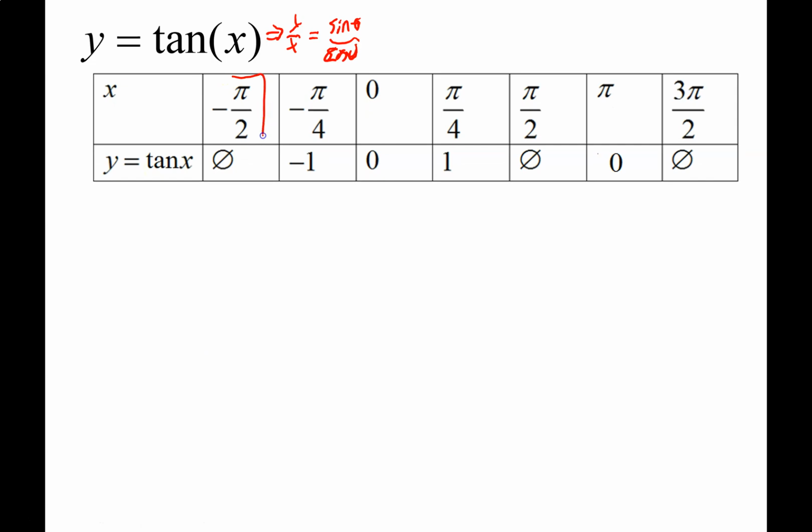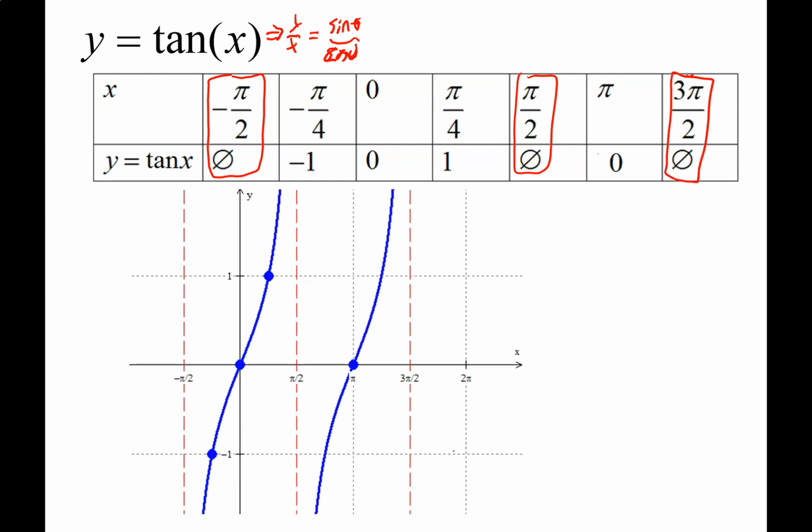The interesting points, at least I think, are what happens at odd multiples of pi over 2. Those are where the tangent function is undefined. They are the vertical asymptotes. So these red dotted lines are going to be our vertical asymptotes at odd multiples of pi over 2. Multiples of pi are our zeros.